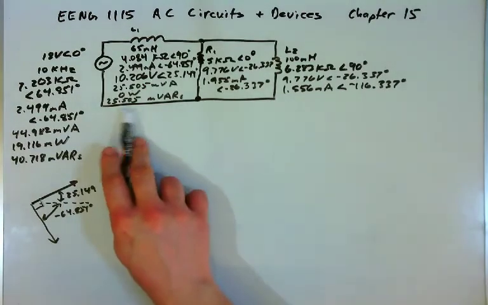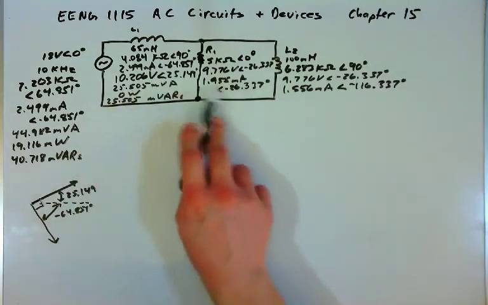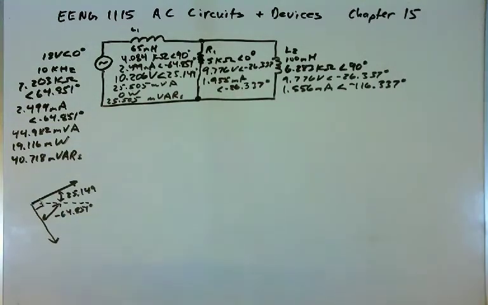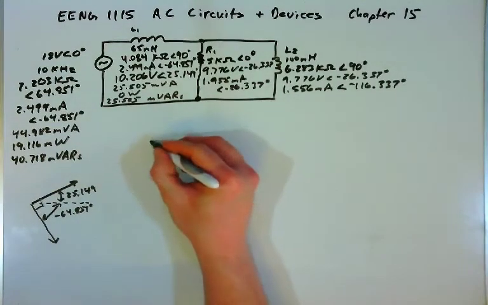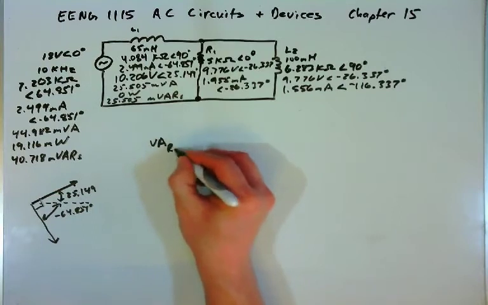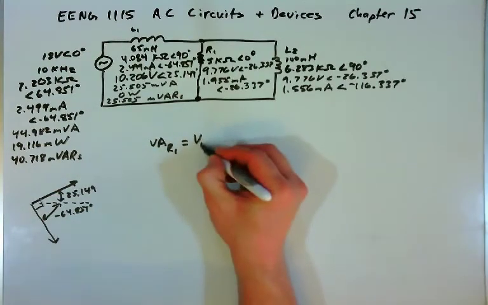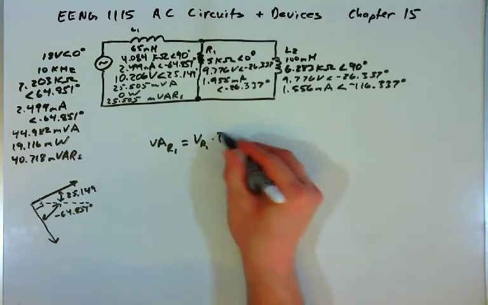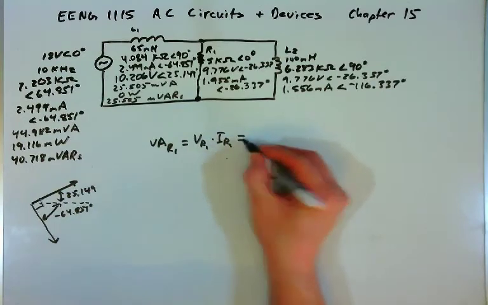I've written our answers for power for inductor 1 here. Now let's look at the power for R1. We'll start with volt amps again. The volt amps for R1 will be the voltage across R1 times the current through R1, without any regard to angle.